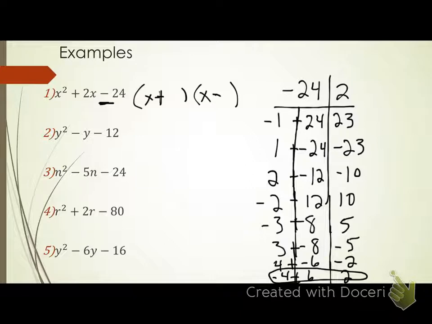So I have negative 4 and positive 6. Everyone okay with that? And remember, you can always check yourself because this sign will go with the bigger number. So our bigger number here is 6. So that 6 needs to be with the plus sign. So here would be my answer for number 1. Any questions there?